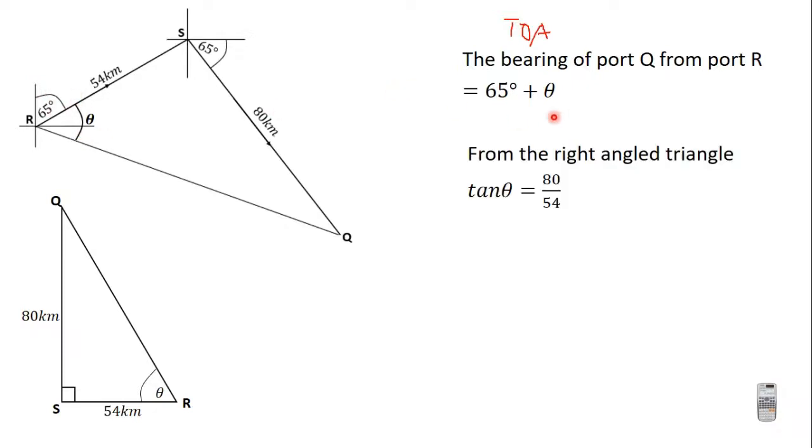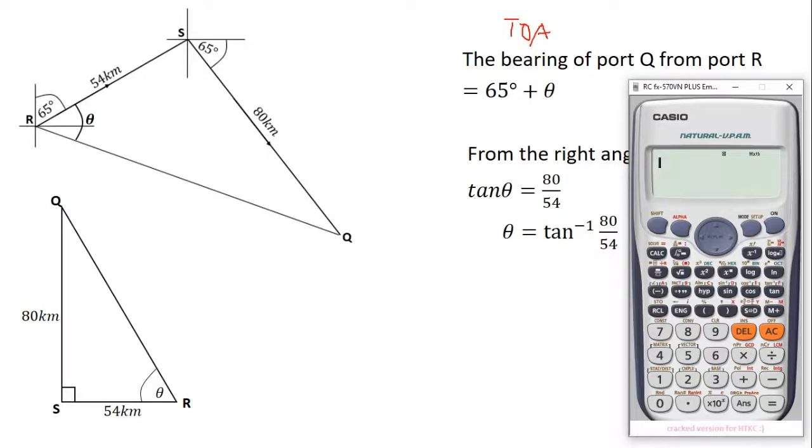So let's find theta. From the right angle triangle, we can say that tan theta is equal to opposite, which is 80 kilometers, divided by adjacent, which is 54 kilometers. So the kilometer will cancel the kilometer. How do we find theta? We can say that theta is equal to tan inverse of 80 divided by 54. So all we need to do is to find the tan inverse of 80 divided by 54.